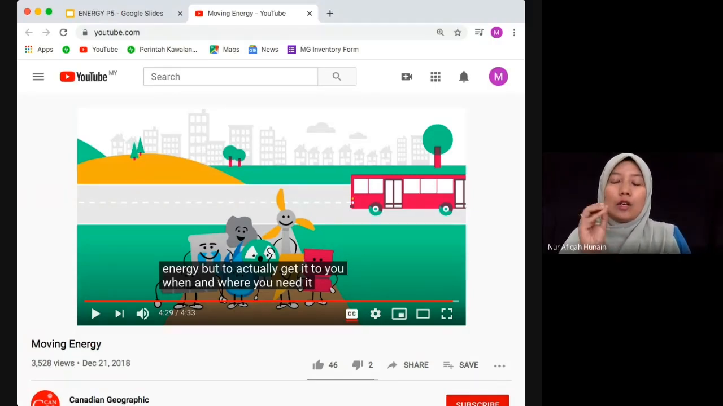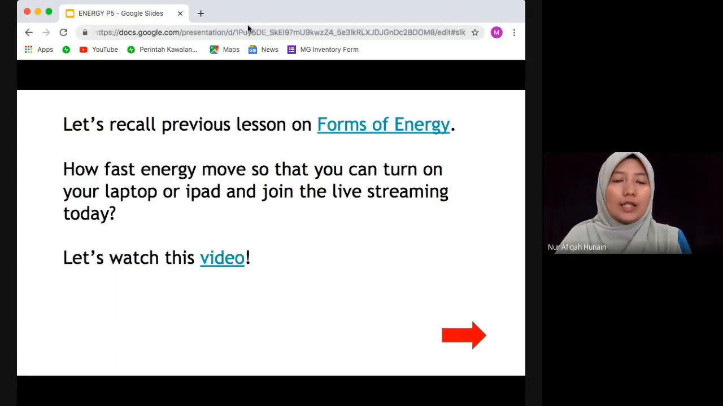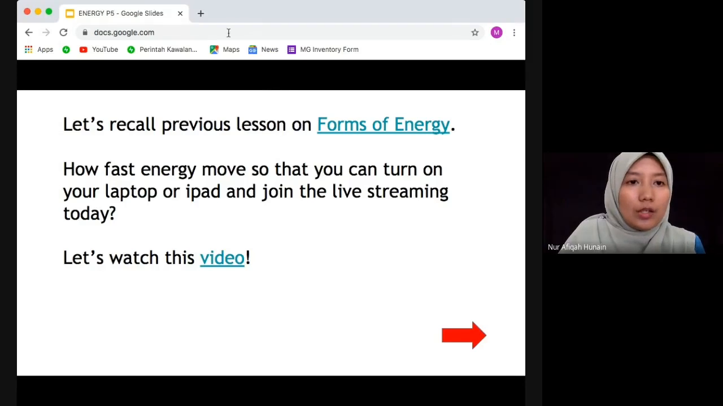Not including the food you get. How first the farmers plant, then harvest time, then how they process, and how it is transported to us consumers. So us, we need to use energy wisely.